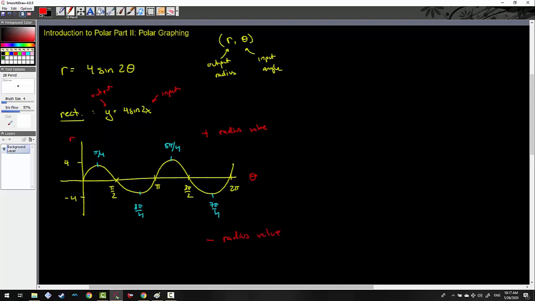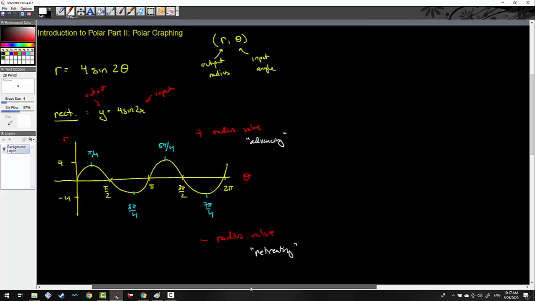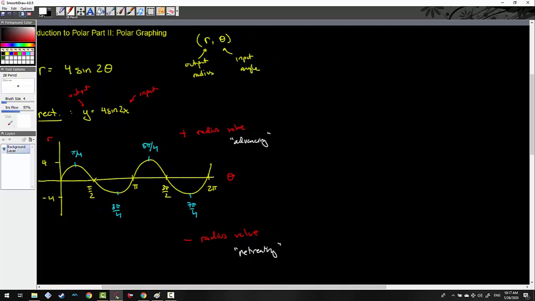Now, why is that important? Because when we talked about it in the last video, anything positive radius value, we dictated as advancing radius. Anything that was negative radius value was retreating radius. So, in other words, advancing is going forwards, retreating is going backwards, depending on which way we were facing. Now, which way we were facing is dictated by the angle. So, let's see if we can put all of that together and graph a polar function.